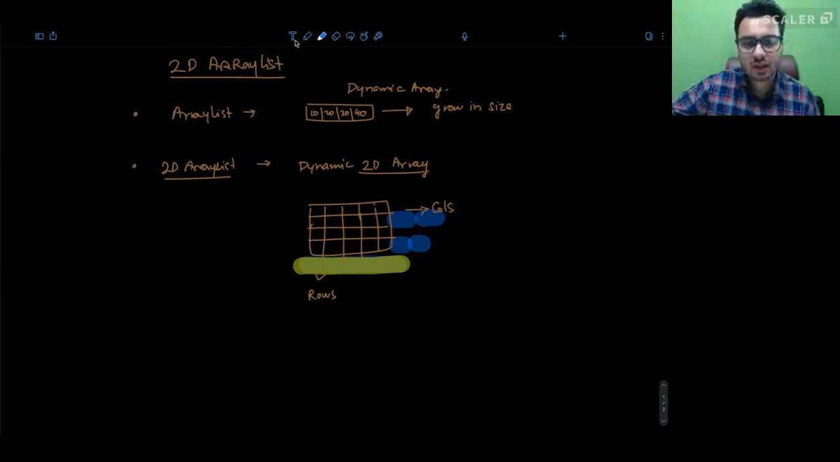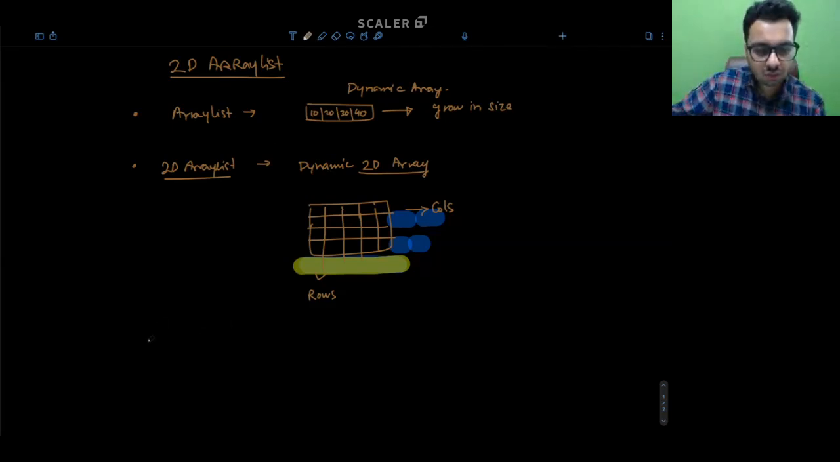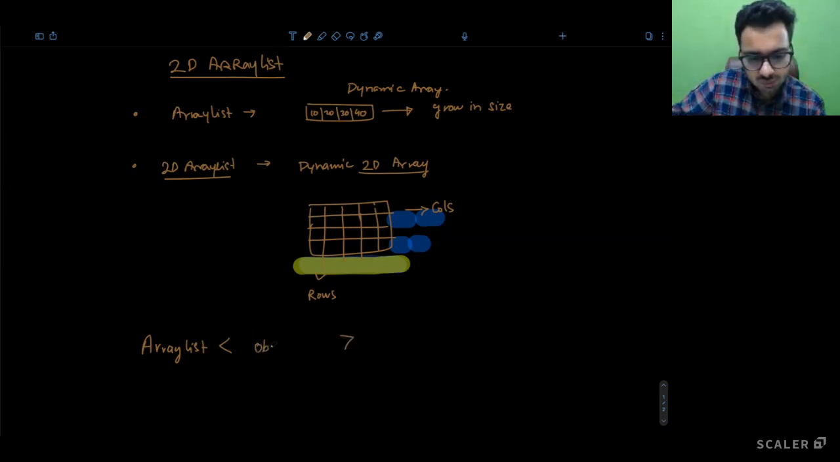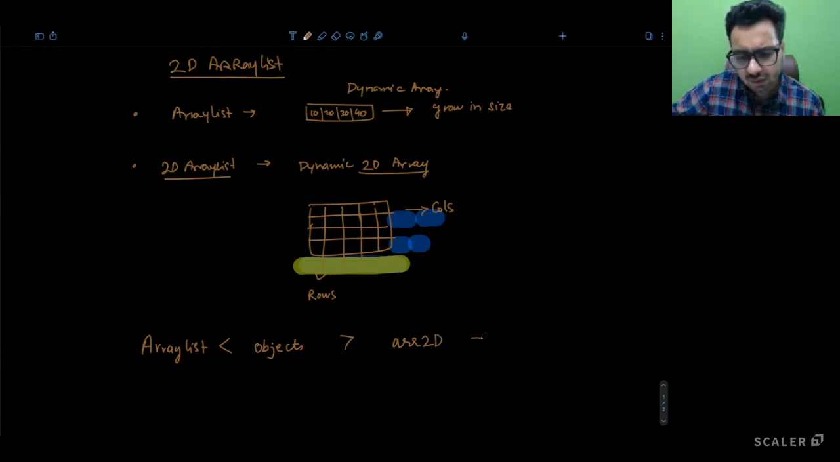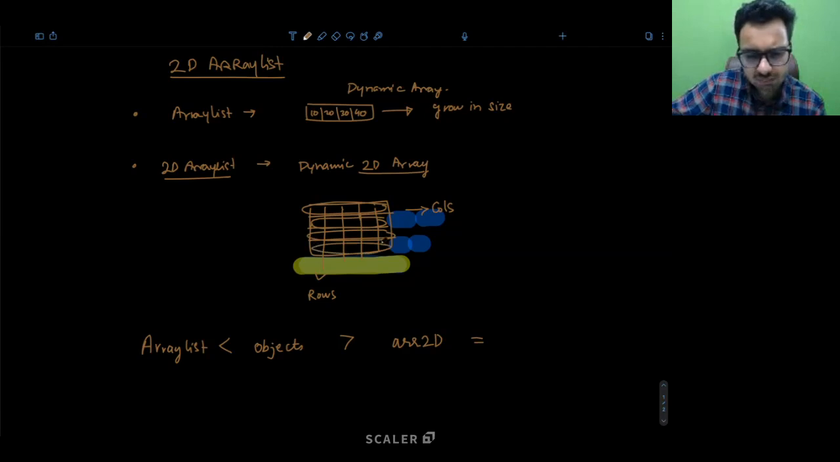So let us look at the coding syntax first, how this array list can be created. Now you know that it is an array list which is made up of objects, and I call this some array 2D, let's say. So can you tell me what is each object inside this 2D array list? What is each object?